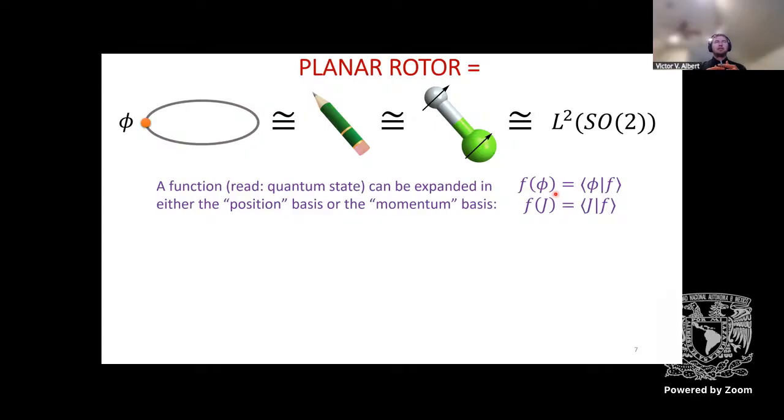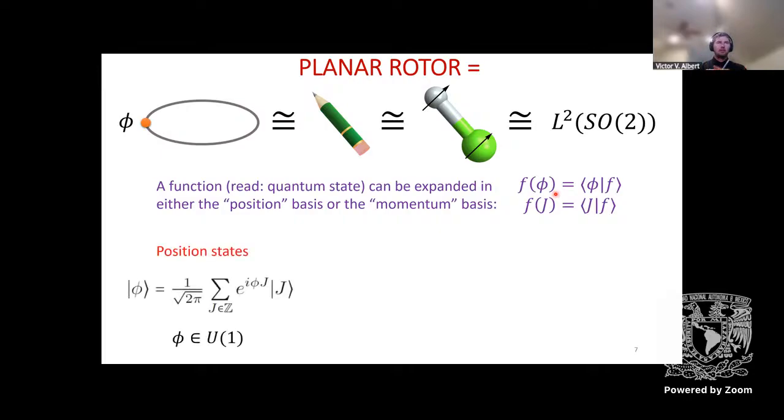And any function or wave function, which is the same as a quantum state, can be expanded in a basis of either position states on this molecule, which are the orientations labeled by phi, or the momentum states, which are labeled by integers j. So phi, as I already explained, is the orientation. J is an integer because it's describing how the molecule is spinning, whether it's spinning clockwise or counterclockwise, and with how much angular momentum. This is quantum mechanics, so the angular momentum is quantized in units of some integer, and then the sign of it tells you the direction the molecule rotates.